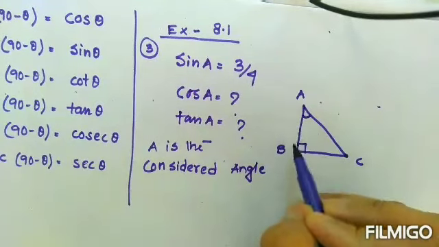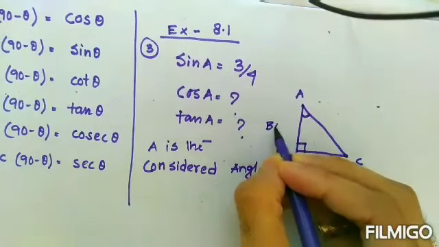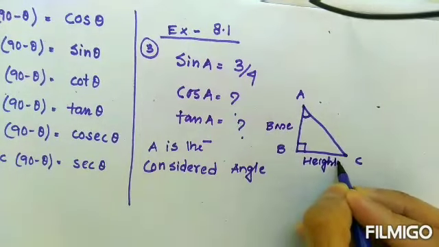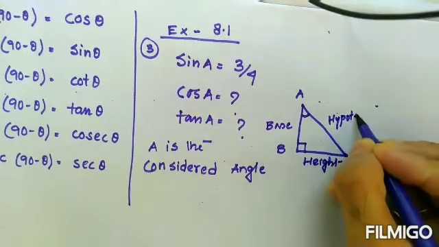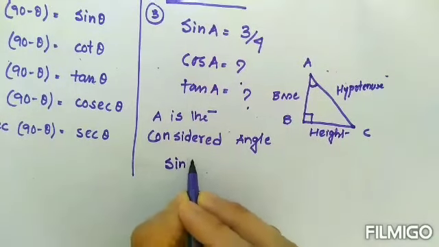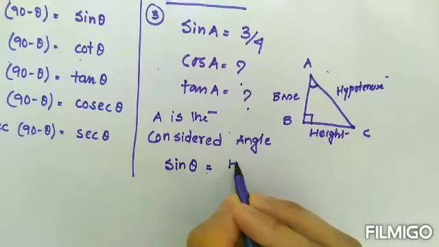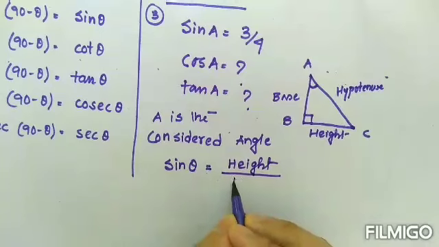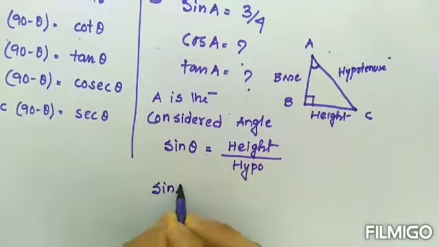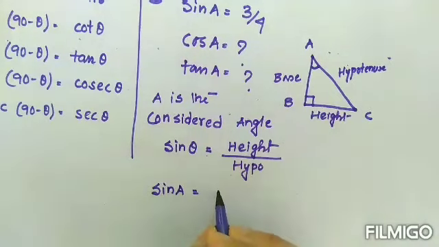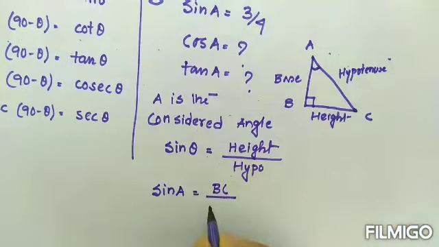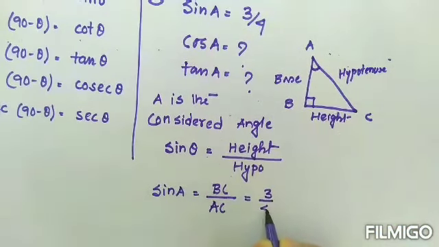Now it is specifically given that sin A is equal to 3/4. As A is the considered angle, for this triangle this one is the base, the side opposite to the considered angle is called the height, and this one is obviously the hypotenuse. As we know, sin theta is equal to height by hypotenuse. Here it is sin A, so height is BC and hypotenuse is AC, that is given as 3/4.